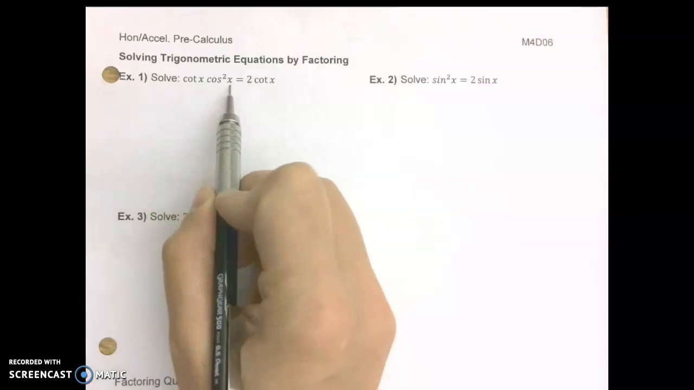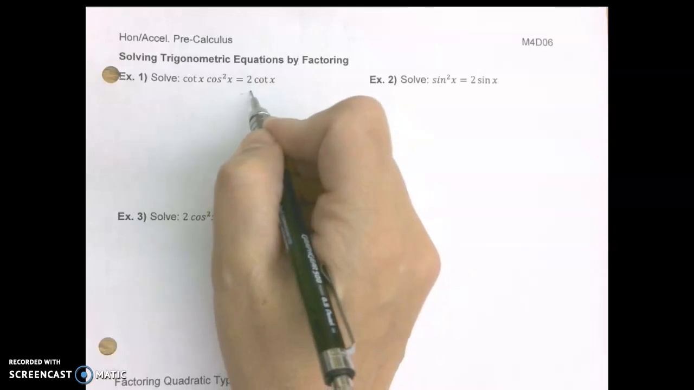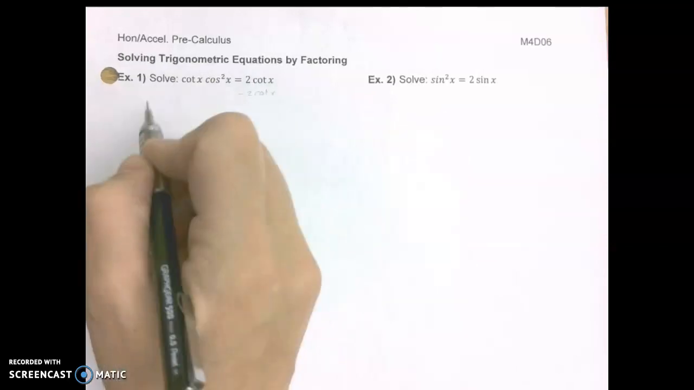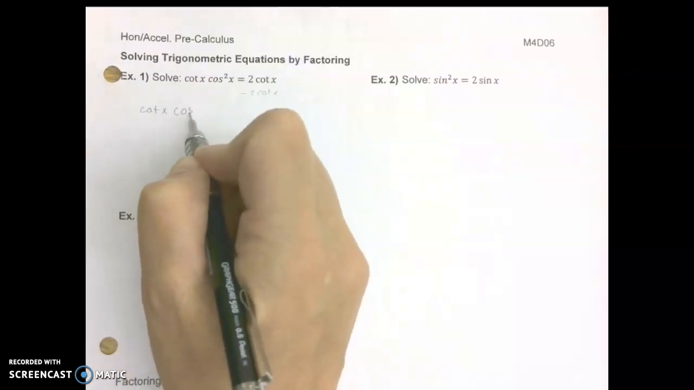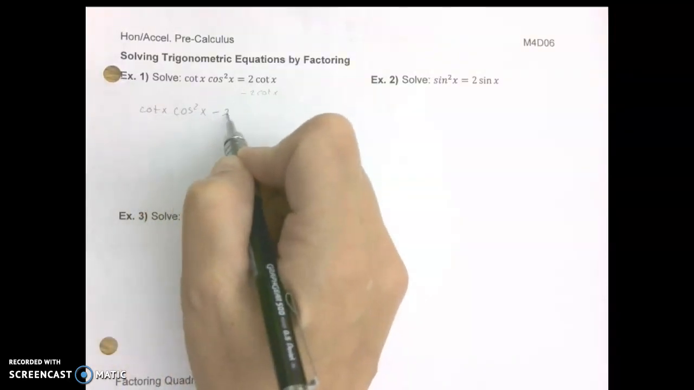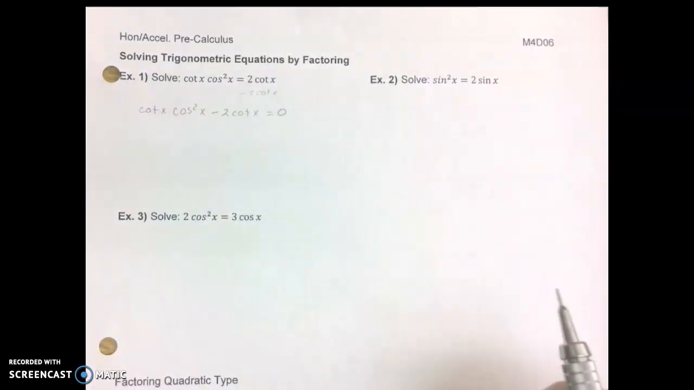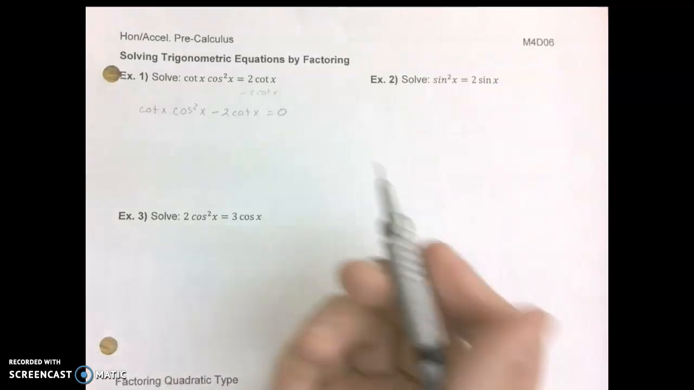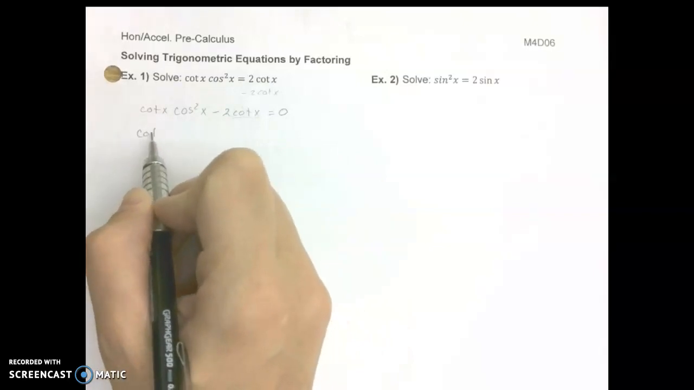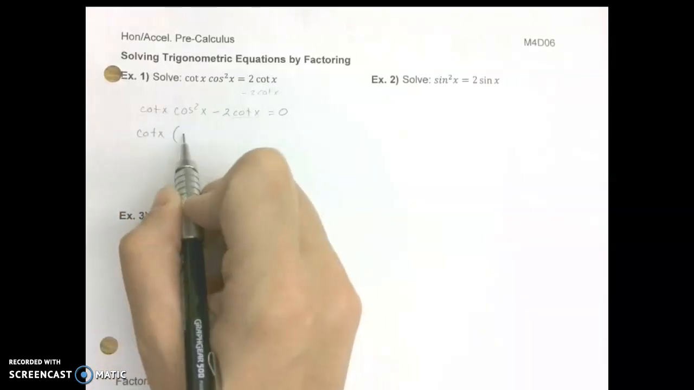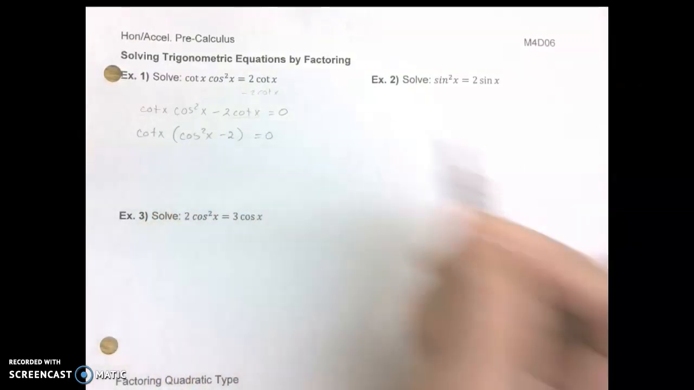Alright, so first here we need to get everything to one side. So I'm going to subtract the 2 cotangent x. That leaves me with cotangent of x times cosine squared x minus 2 cotangent x equal to 0. Then we say, well, is there a GCF? Is there something I can factor out? Well, it appears that I can factor out a cotangent x. When I factor it out, I'm left with cosine squared x minus 2 equal to 0.